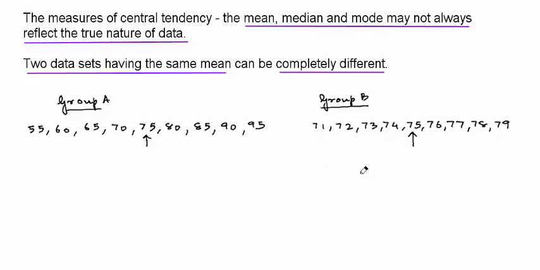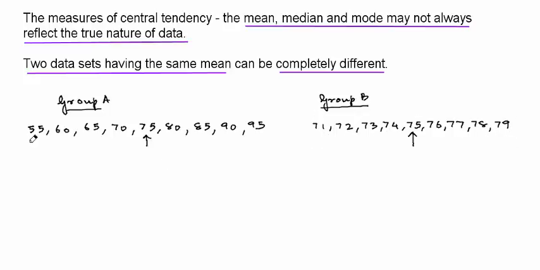Now if you only find out the mean or the median for the two groups and compare, you'll probably think that okay, the two groups match each other. But as you can see, the data are completely different. In Group B, the data are clustered around the mean, to indicate that all the 9 students are more or less somewhat equal as far as this particular subject is concerned, for which we have the test score.